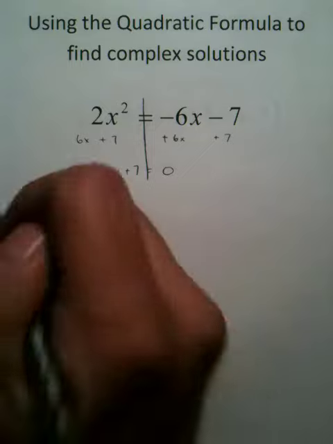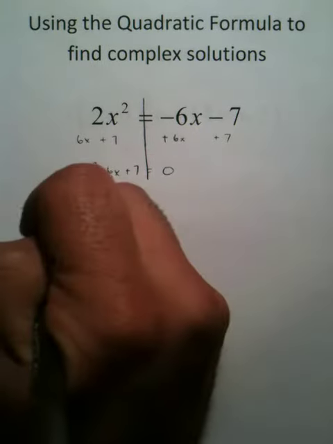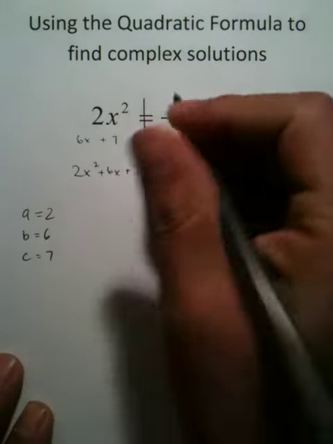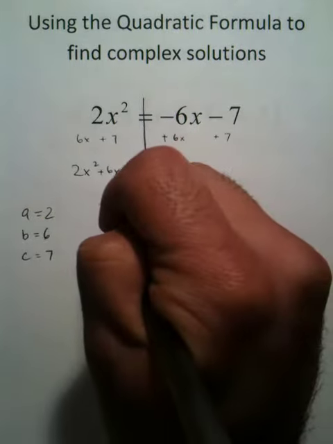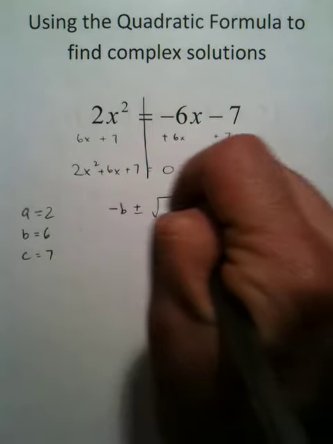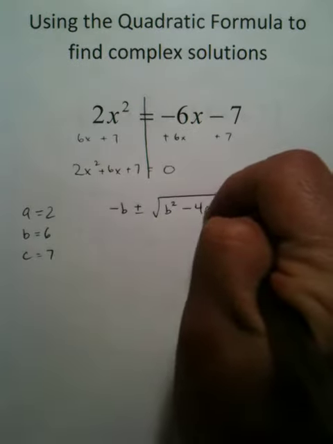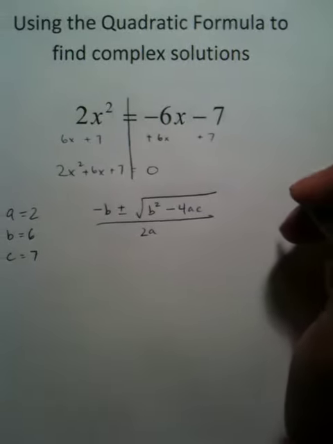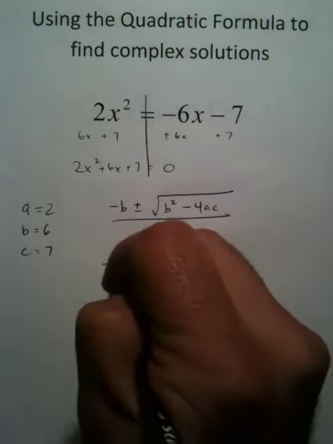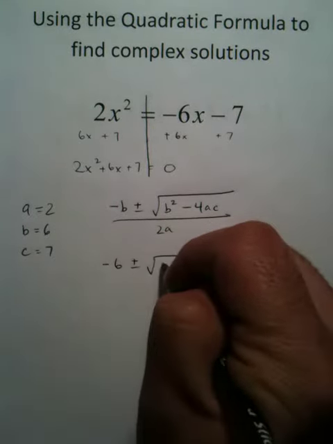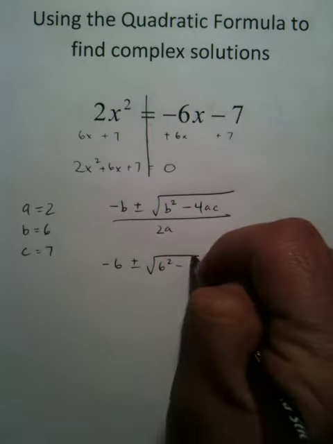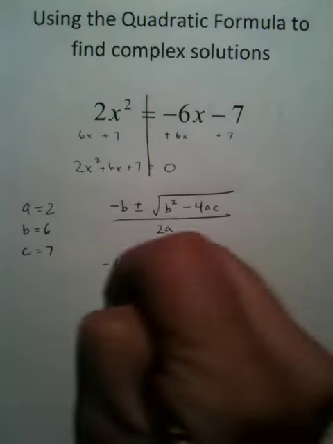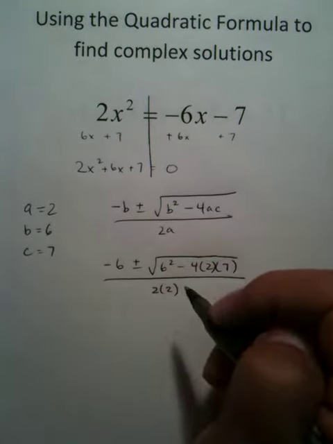Now that it equals 0, you can start labeling: your a is 2, your b is 6, and your c is 7. When you use the quadratic formula, again, it's just a substitution method. You're going to use negative b plus or minus the square root of b squared minus 4ac, all over 2a. Well, negative 6 plus or minus 6 squared, which happens to be 36. a is 2, c is 7, and 2 times 2.